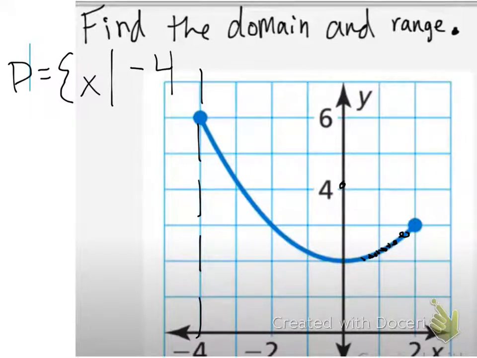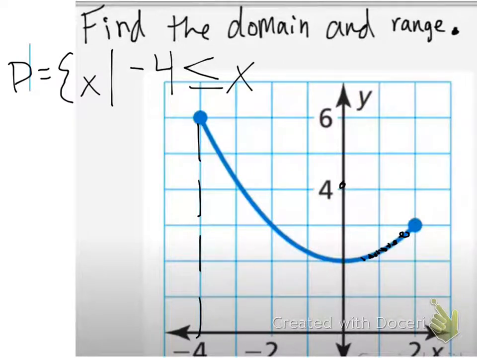Is negative 4 included on my graph or is it not included? It's included. It's got a closed dot. Very good. So my inequality symbol here is going to have a line under it. Correct? So, are my x values that are being represented by this graph greater than negative 4 or less than negative 4? Greater. Remember, we read it from the variable's perspective. x is greater than or equal to negative 4.